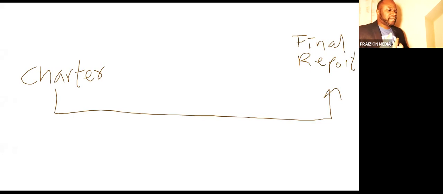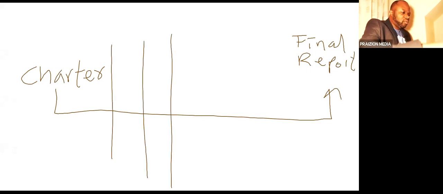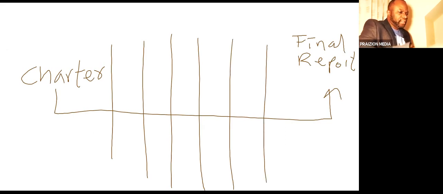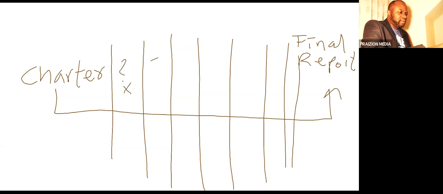So as you study, you need to have a clear idea of what you are reading and where it falls in this meter between the charter and the final report. Whatever process you are in, you need to ask yourself, where do you appear? Are you here? Are you here? Where are you? And how does what I'm doing connect to the charter?